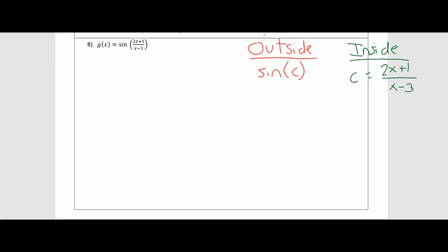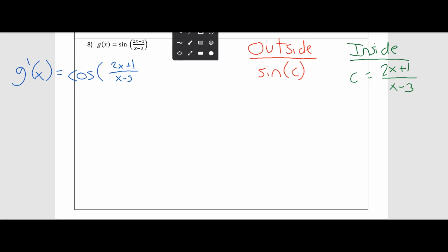So this time I'm going to start with my chain rule because that's the first rule I need to apply. And that means I need to take the derivative of my outside function. Well, the derivative of sine of c ends up being cosine of c. But again, we know that c is equal to the quantity 2x plus 1 divided by the quantity x minus 3. So you could just leave it as c and then at the end substitute in. I'm just going to substitute in immediately.